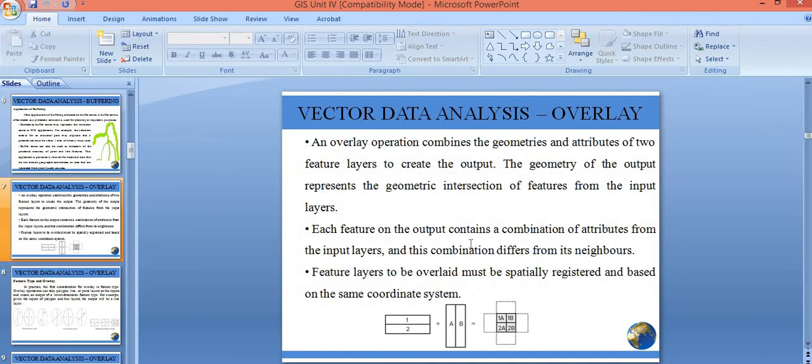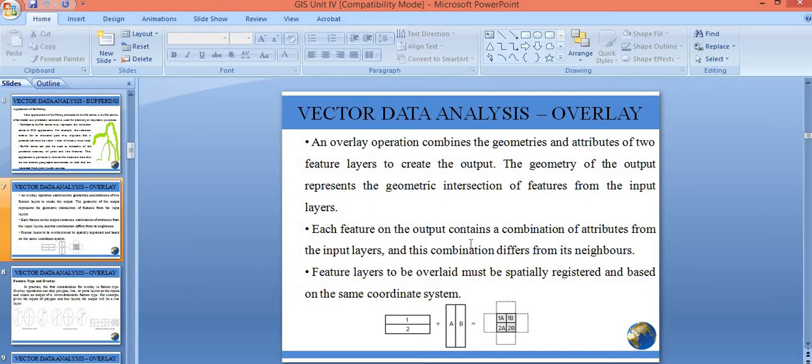Then comes your overlay operation. Overlay means you have 2 layers, you have 2 vector data layers. Of course, these 2 vector data layers are spatially registered. What does the term spatially registered refer to? They should refer to the same location. In one layer, if you have Chennai data, in the second layer also you should have the same Chennai data. Only then you can perform the overlay operation. In one layer, if you have Chennai data, in another layer, if you have Tirupati data, you cannot perform the overlay operation. Okay, probably you can get some question based on this.